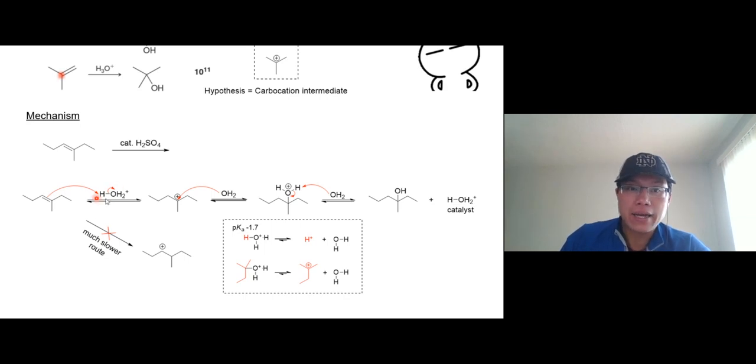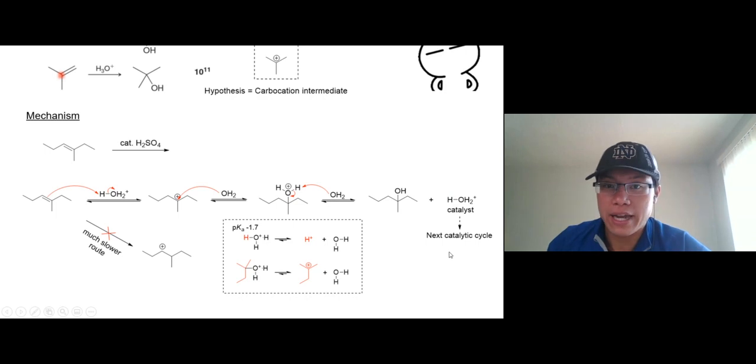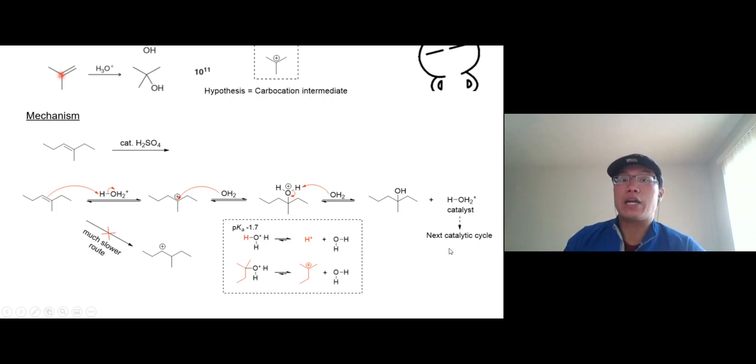It goes in at the beginning, it comes out at the end, and then goes to the next catalytic cycle. That's the reason why we just use a catalytic amount of sulfuric acid. You don't need a lot of it. It never gets consumed, right? It comes out right here. So it gets into the reaction, catalyzes the reaction, speeds up the reaction, and then it comes out and goes to the next catalytic cycle. Basically, it gets recycled, all right?